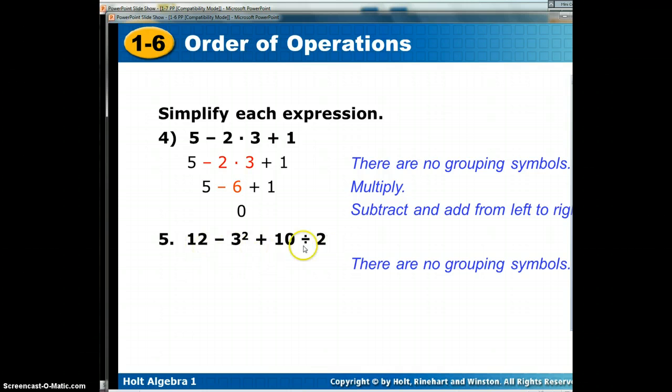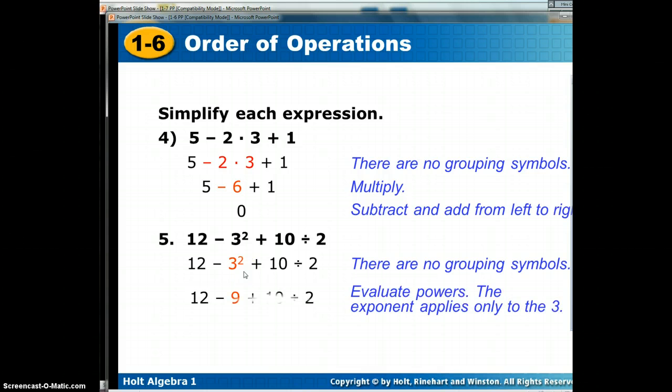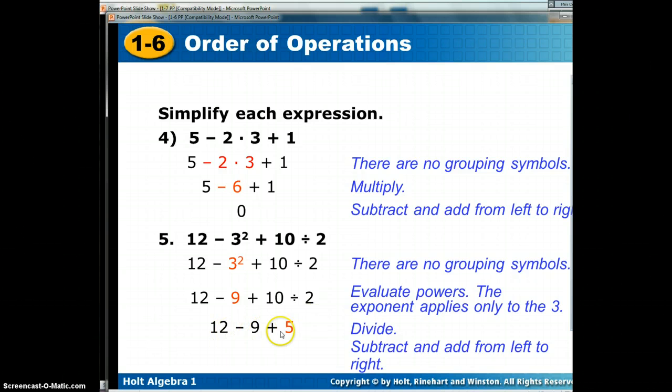In number 5, there are no grouping symbols. There is an exponent. I have to do that first. 3 squared is 9. Then I have to do multiplication and division first. So 10 divided by 2 is 5. Finally, I do 12 minus 9 plus 5. 12 minus 9 is 3, plus 5 is 8 for my answer.